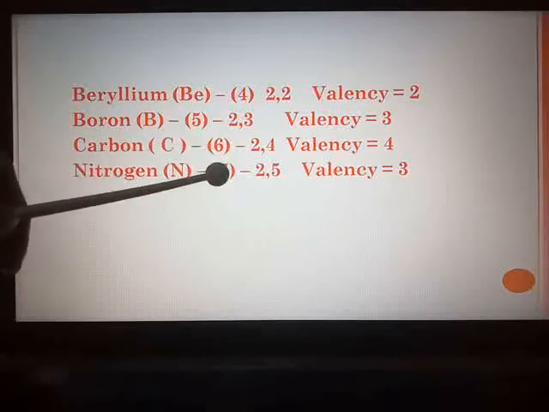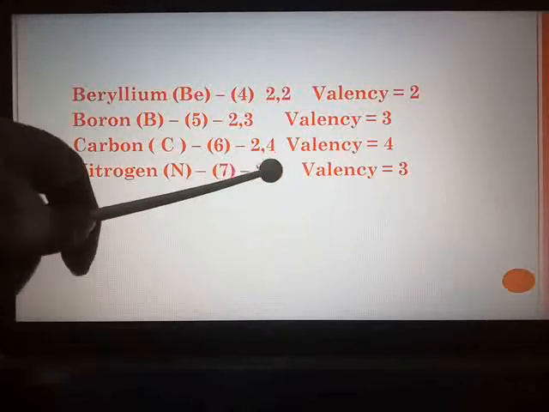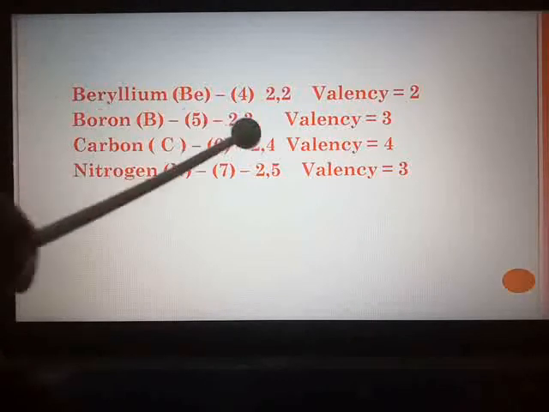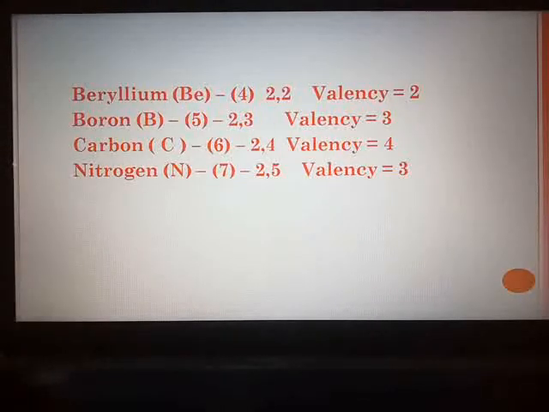Nitrogen. Nitrogen atomic number is 7. 2, 5. You will say valency is 5. Wrong. Valency is 3. Teacher, why is it 3? Up till carbon, we have seen here 2 electrons are there. So 2. Here 3 electrons are there. It is 3. Then why for nitrogen? This injustice. It is not an injustice.